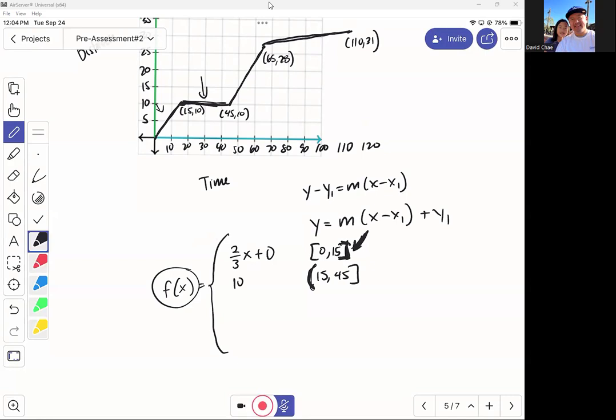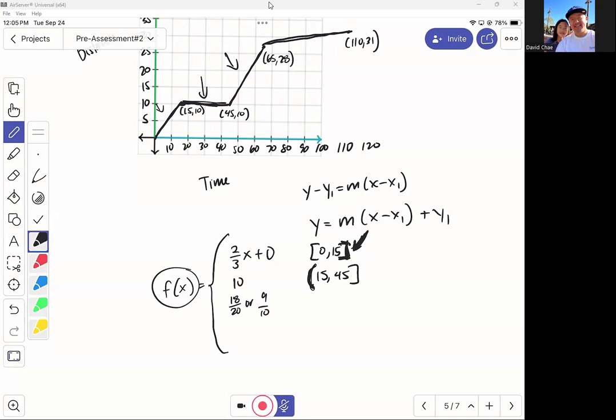Then what do we do for the next one after that? This is the line right here. How do I get the slope of this line? What's the rise from 45, 10 to 65, 28? What's the rise? 18. You go up 18 and over 20. So our slope is 18 over 20, or 9 over 10, if I simplify it.